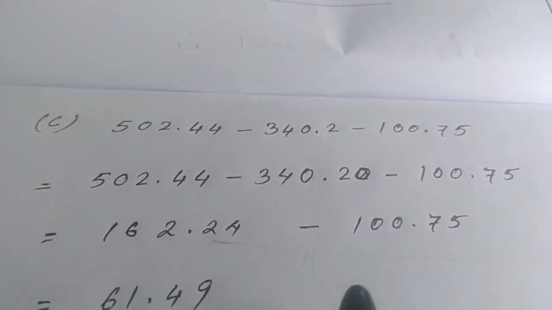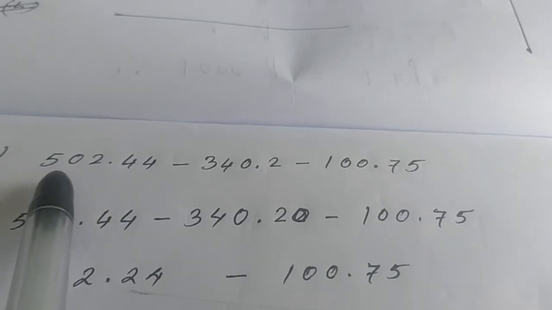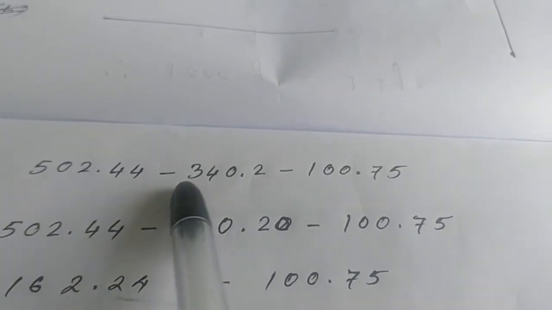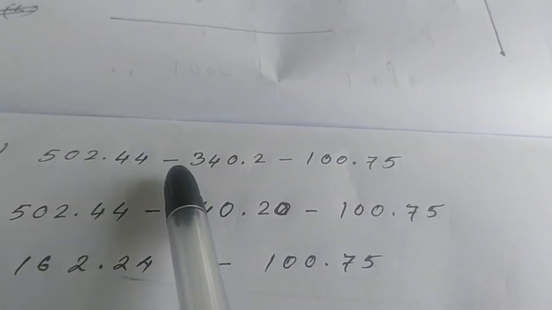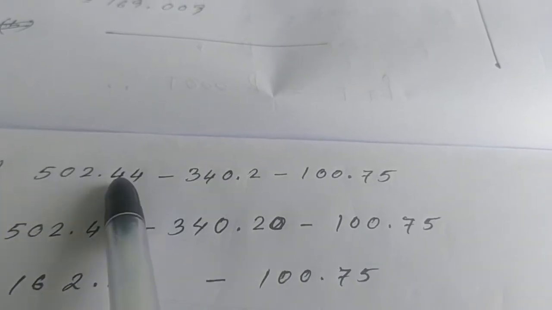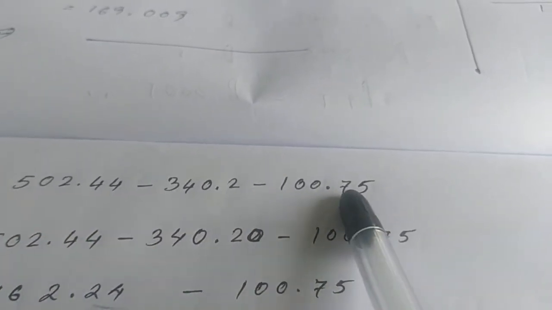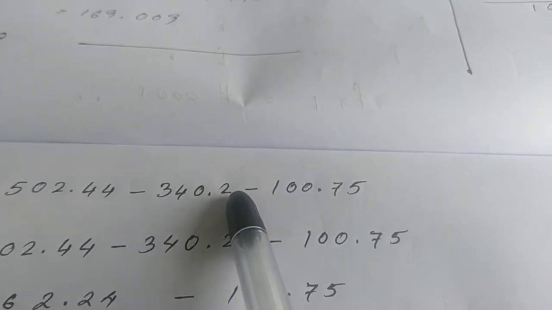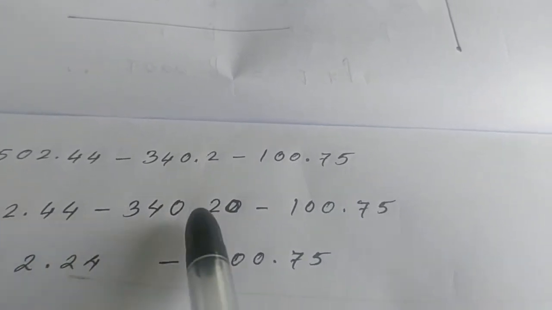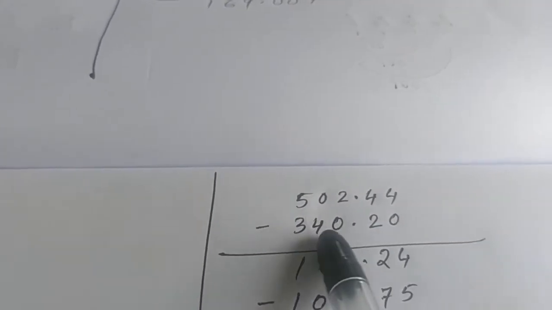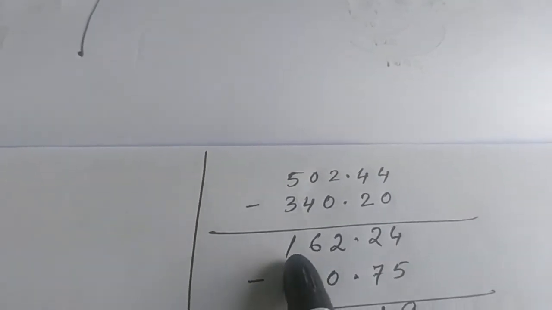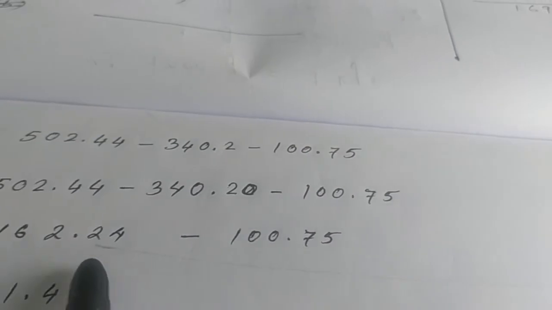And 6 number C. You see the question 502.44 minus 340.2 minus 100.75. So at first, as I told, you have to make like decimals. After point there are 2 numbers. Here also 2. Here only 1. So you make it 2 by putting 0 here. Okay. Then you subtract 340.20 from 502.44. I have subtracted 502.44 minus 340.20. Subtracting I got 162.24.